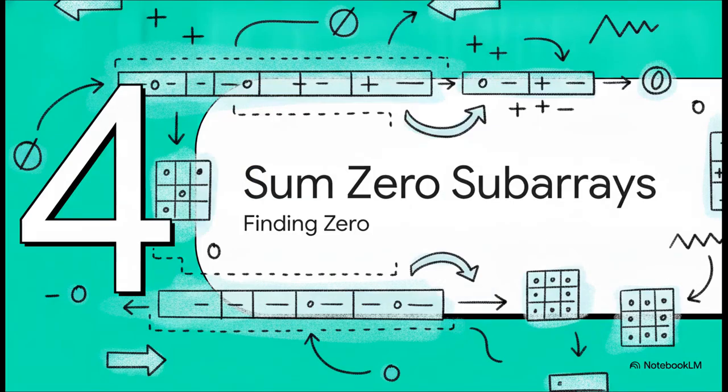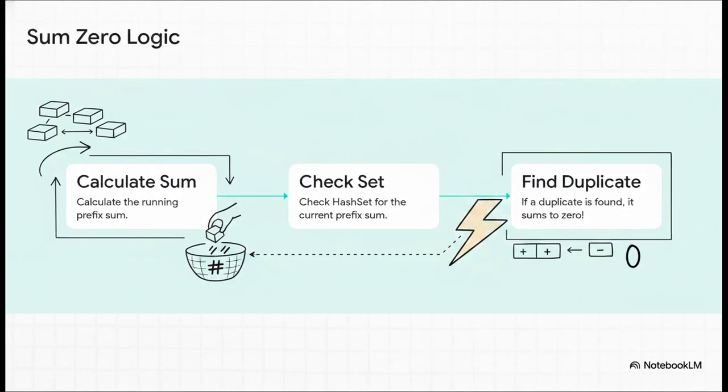Section 4, Sum Zero Subarrays. Let's synthesize these tools to tackle our first major interview challenge, finding out if a continuous subarray exists that sums perfectly to 0. If you use nested loops, you're stuck in quadratic time. But with our new tools, the logic is absolutely beautiful.